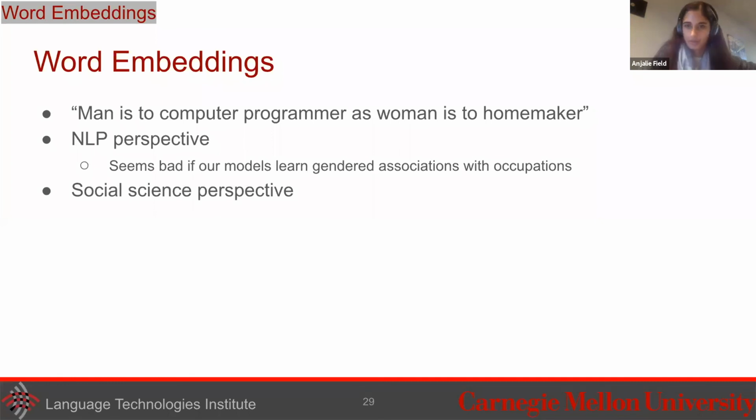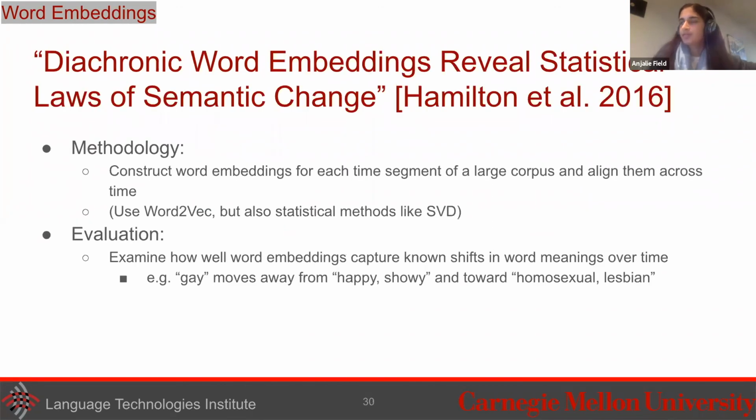But from more of a social science perspective, this is actually really interesting, in that we can learn these social stereotypes from data. If we run these models that capture stereotypes, we can then analyze them to learn more about stereotypes. So this has become a really popular method. There's a couple of papers that use it. This is the first one that I think really took off.